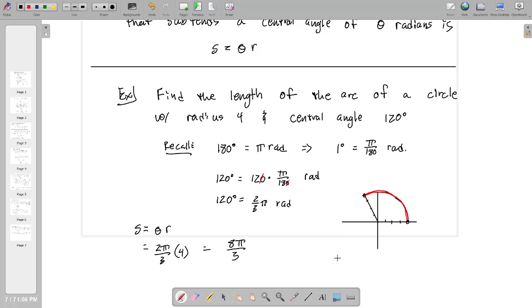This is 4 units as well. This length is actually 8 pi over 3 because we have a radius of 4.